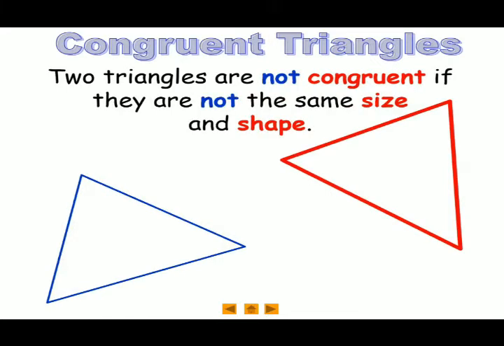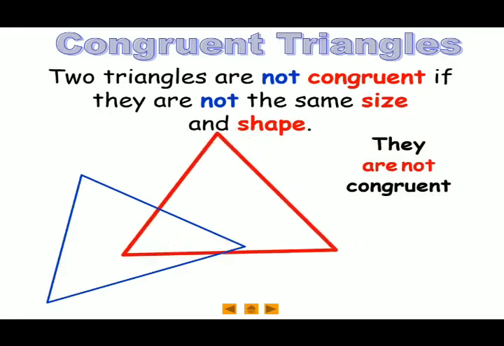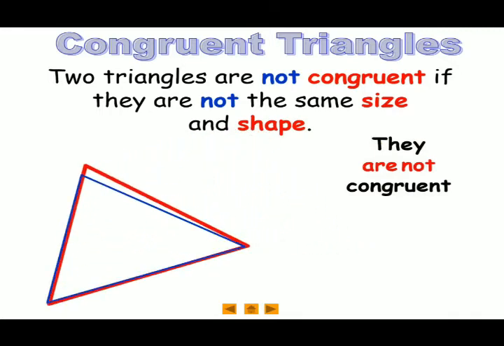Two triangles are not congruent if they are not of the same size and shape. Here let us see whether these two triangles are of the same size and shape. No, the red one is not the same as the blue triangle. So they are not congruent. Now you might have understood the difference between congruent triangles and non-congruent triangles.